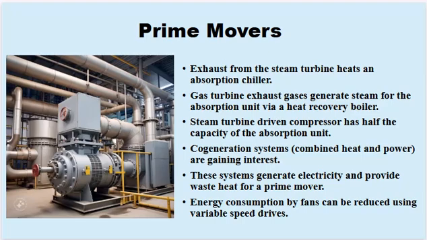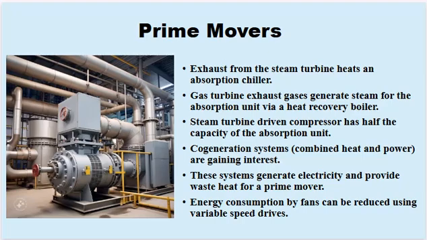Next, we have gas turbine exhaust. These exhaust gases can be directed to a heat recovery boiler, which then generates steam for the absorption unit. Now, consider the combination of steam turbines and absorption units. In certain systems, the steam turbine-driven compressor has approximately half the capacity of the absorption unit. Let's move on to cogeneration systems.